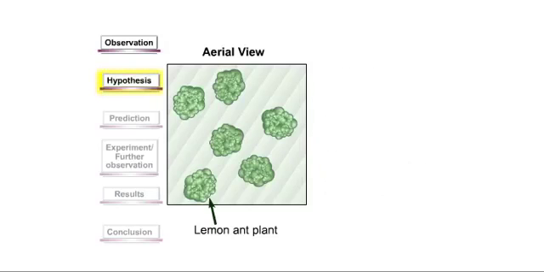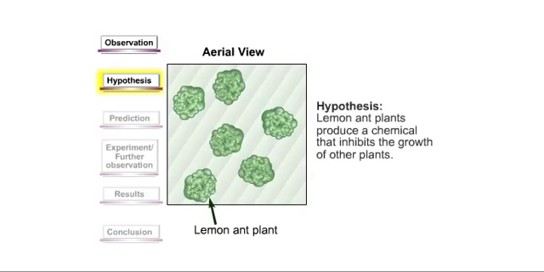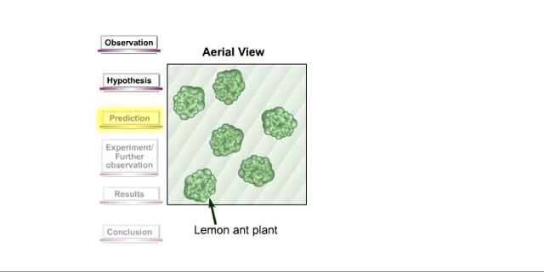Next, you develop a hypothesis as a possible answer to your question, asking why lemon ant plants are found in otherwise cleared areas. Your first guess is that the lemon ant plants are producing a chemical that inhibits the growth of other plants. To be useful, this hypothesis needs to be testable. Next, you make a prediction based on your hypothesis and test it with a controlled experiment.